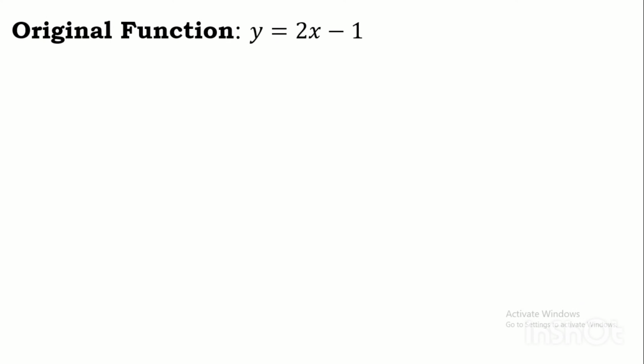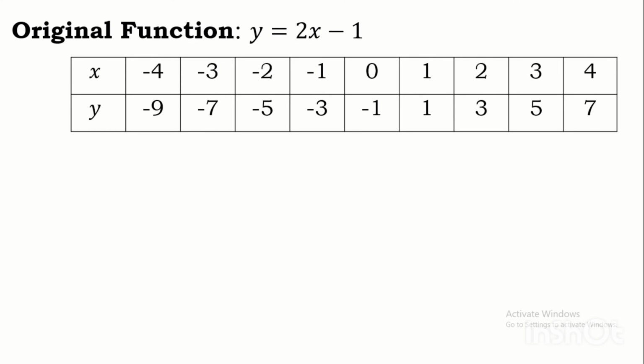For example, we have the original function y is equal to 2x minus 1. So for example, meron tayong table of values from negative 4 to positive 4. If we substitute negative 4 to the original function, the value of y is negative 9. If we substitute negative 3 to the original function, the value is negative 7. Okay, same as negative 2, negative 1, 0, 1, 2, 3, 4. So this is now the values of y.